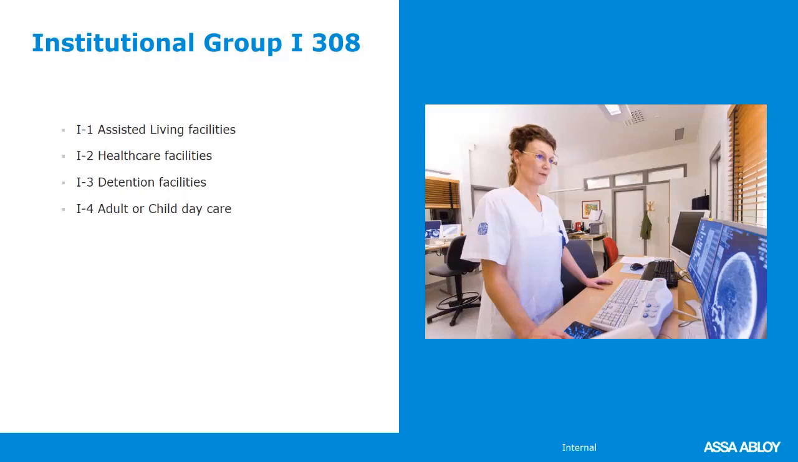And the people in institutional Group I occupancies are not capable of self-preservation, either because they just had surgery or they're being detained for something that they've done. So locking doors in institutional occupancies is quite frequent, and locking the door from the egress side, either by using delayed egress or some other method, is typically permitted.